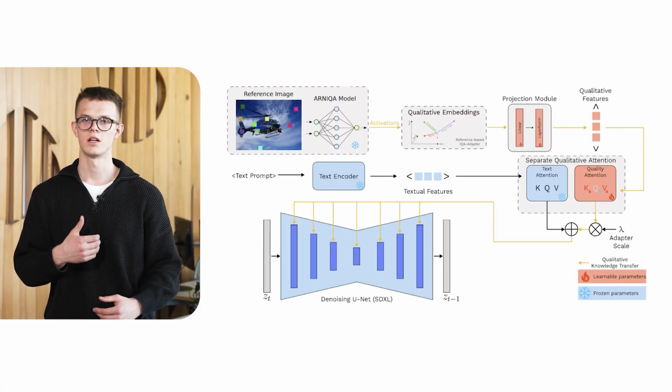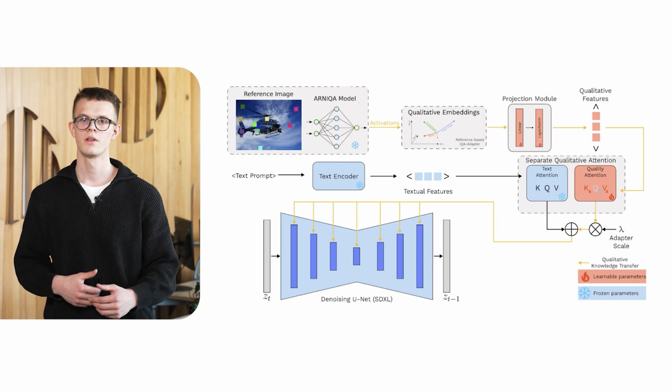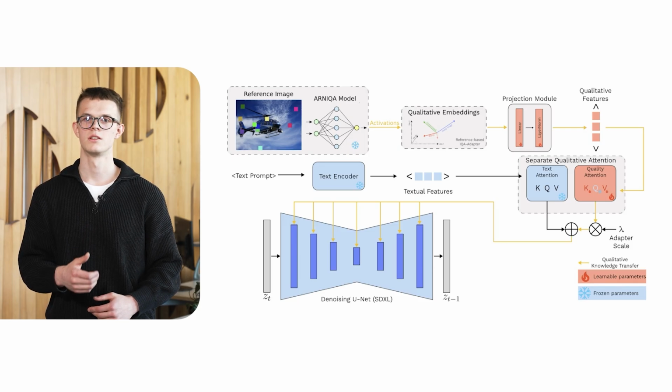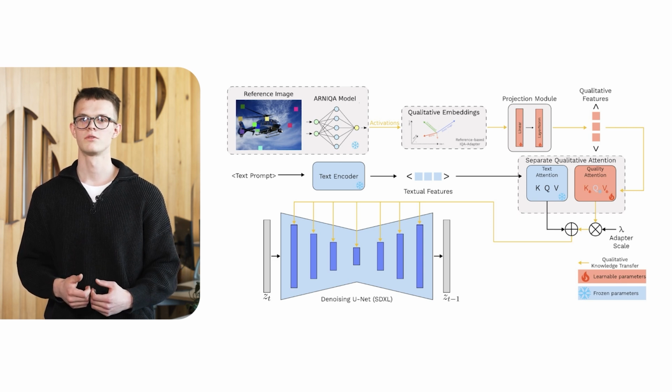We also developed a version of our adapter that conditions the model on an image, the reference-based IQA-Adapter. This allows specific types of blur or compression to be transferred from one image to another without copying objects or colors. The diagram shows how this is done. The reference image passes through an IQA model. We extract activations from intermediate layers. These activations are projected into quality tokens. This influences generation via the attention mechanism. We use the ARNIQA model, specifically trained to separate quality information from content.